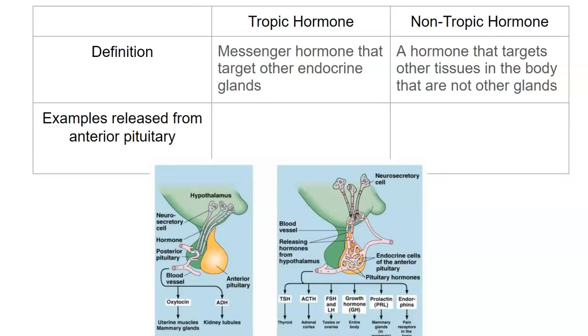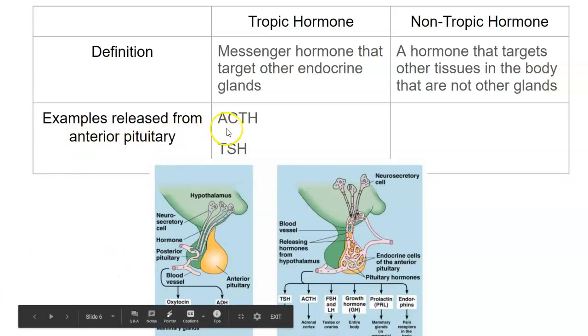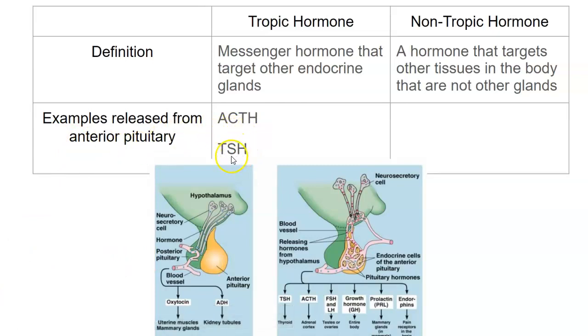Non-tropic hormones are just like the actual ones that are doing their specific function, going somewhere in our body and telling a cell to basically turn on or do a certain function. Okay. So a tropic hormone, the examples that come from our anterior pituitary in particular, we have something called ACTH and TSH. ACTH stands for adrenocorticotropic hormone because it's a tropic hormone. It's going to go to the adrenal cortex and tell the adrenal cortex to release cortisol.